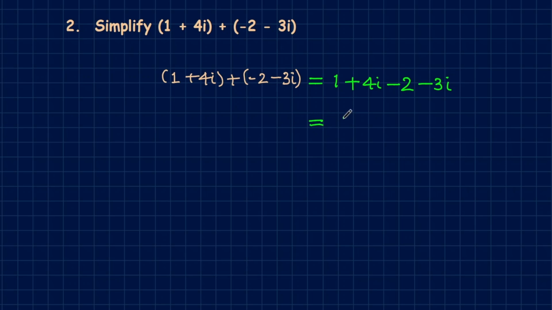Grouping the real parts together, we have 1 minus 2. Then grouping the imaginary parts, we have 4i minus 3i. So simplifying the real part, we have negative 1. And simplifying the imaginary part, we have 1i. So it is advisable to write only i.